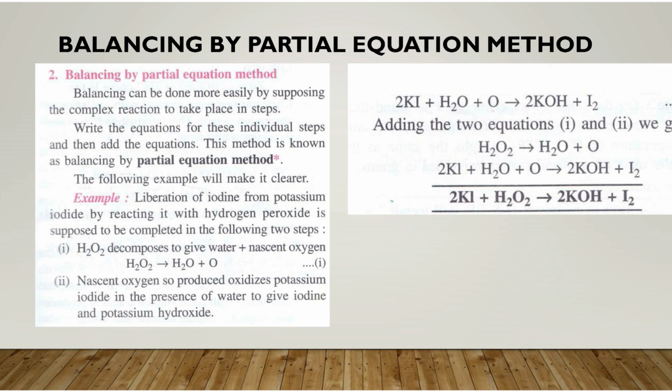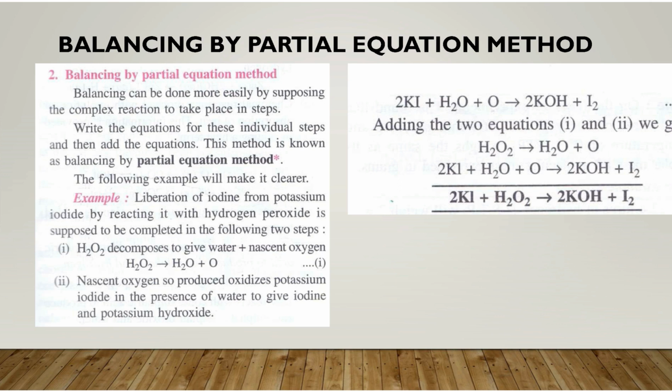First, we split the equation into two simpler equations. Then we add the two simpler equations. Then after that, we cancel the common species in them, and we get the final equation, which is balanced. So there are three steps in the partial equation method. First, we split the equation into two simpler equations; second, we add both equations; and third, we cancel the common species and get the final balanced equation.